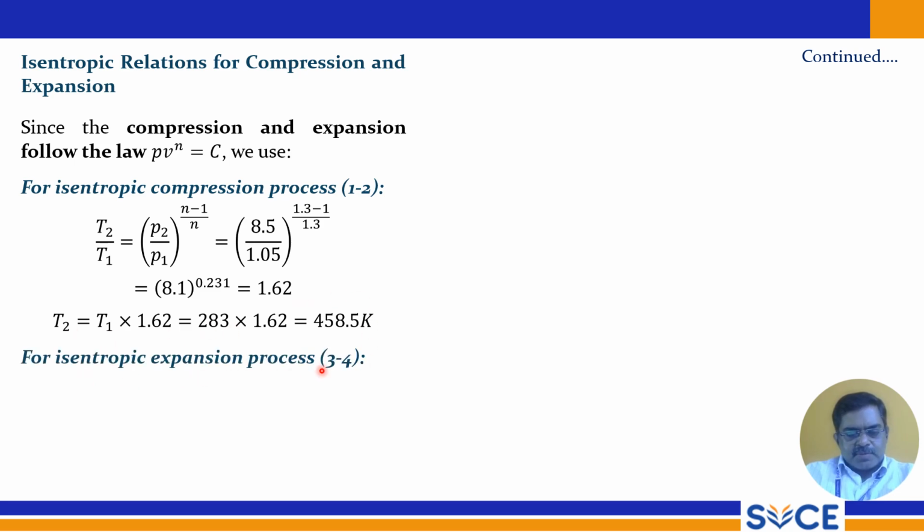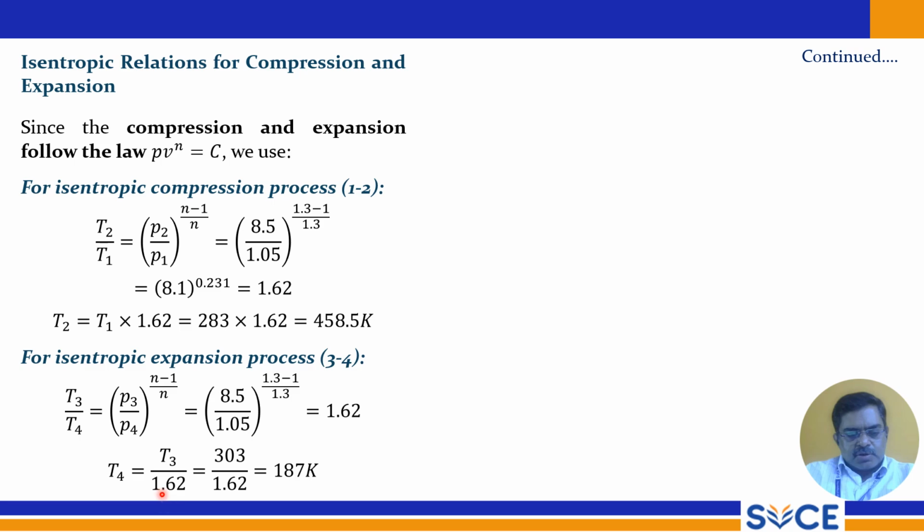For isentropic expansion process, that is 3 to 4, T3 divided by T4 equals P3 divided by P4 to the power n minus 1 divided by n. So that becomes 1.62. So the ratio of T3 by T4 is 1.62. So from here we can find out this T4. So T3 divided by 1.62. So that is T3, we know it is 303 Kelvin, divided by 1.62 equal to 187 Kelvin.